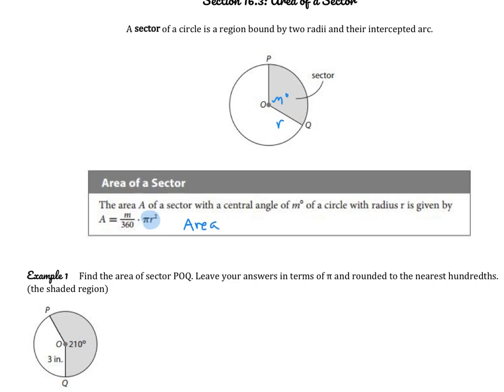So we need two things to find the area of any sector. We need the measure of the central angle formed for the sector, and we need the radius of our circle.